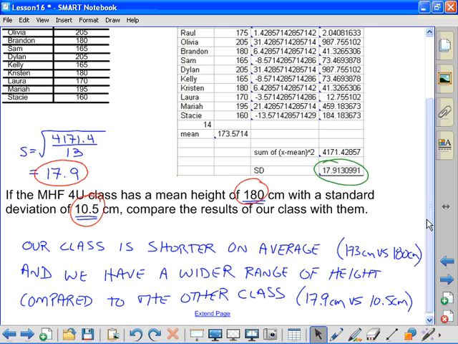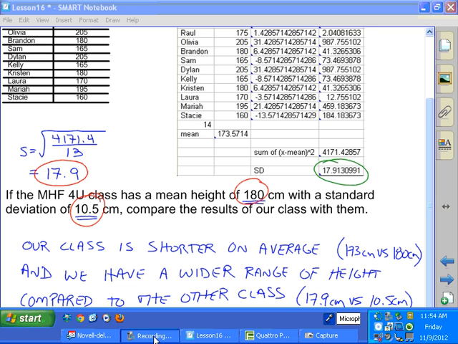All right, so that takes care of deviation and variance in this part.